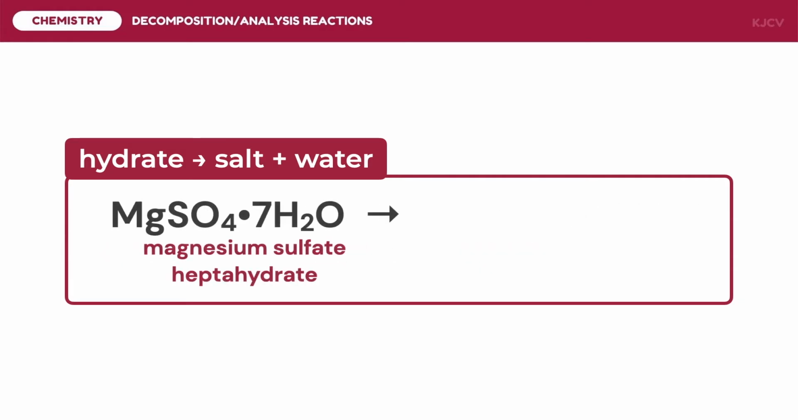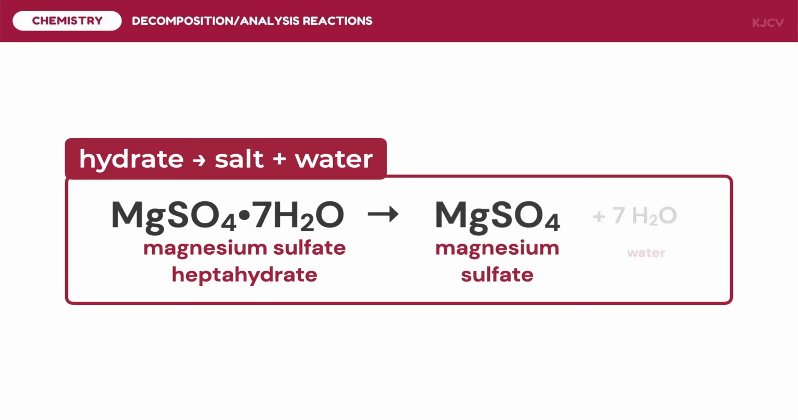For the next example, we have the decomposition of magnesium sulfate heptahydrate. The salt component of this hydrate is magnesium sulfate, and the other product is water, particularly 7 moles of water. Again, this reaction is already balanced.